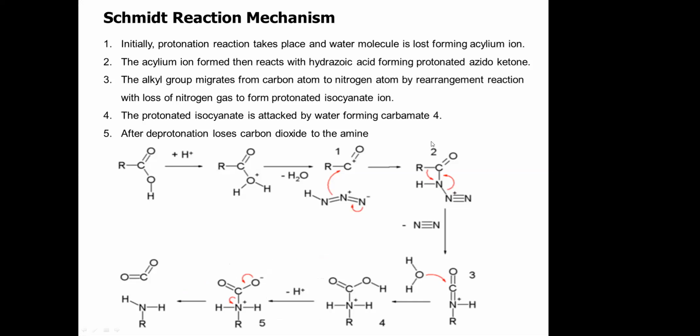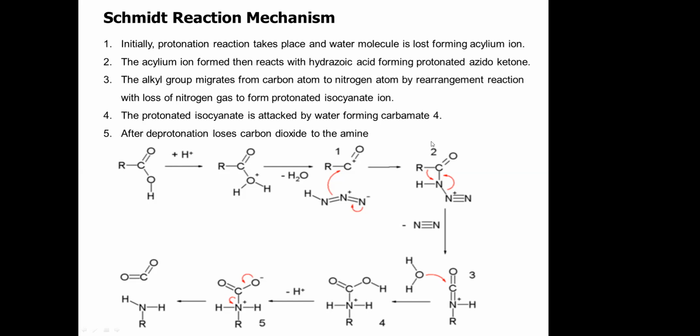Okay. Now this acylium ion, as it was explained, one of the nitrogens acts as a nucleophile. So one of the terminal nitrogens attacks your acylium ion to give your azidoketone. So this reacts with hydrazoic acid to give you a protonated azidoketone. Okay, if you see the structure too, it is nothing but your azidoketone moiety.